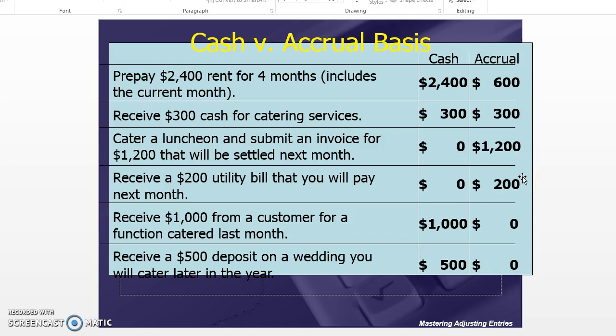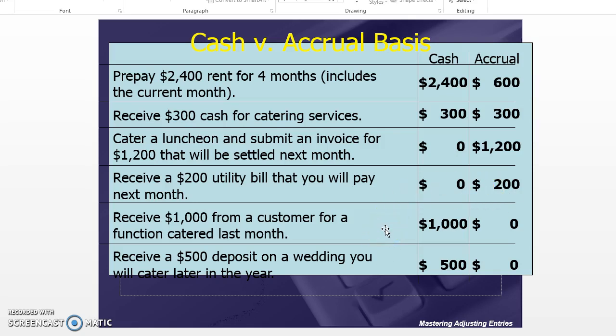Let's look at a similar timing difference, except now we're discussing expenses. So you received a $200 utility bill, but you will pay it next month. So for this month, did any cash leave your pocket? No. So you're not going to capture the expense. However, under our accrual method, a $200 utility bill means you incurred $200 in expenses. It was measured by a utility company. They sent you the bill. Those expenses were incurred. So regardless of when you pay it, you will capture that expense in the current month, $200.